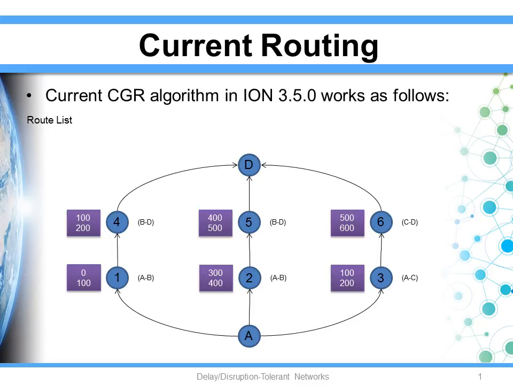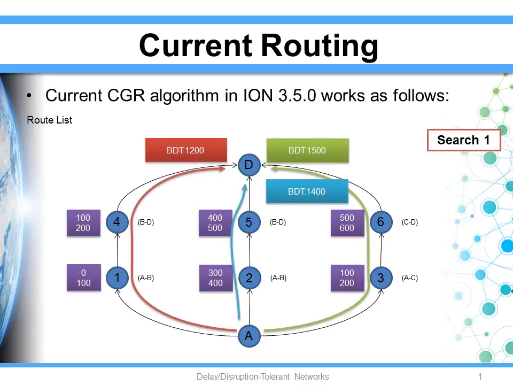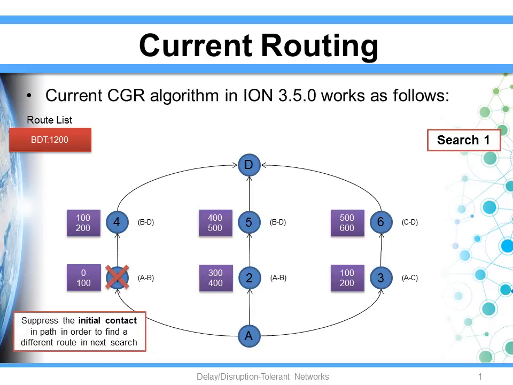So CGR, which is the contact graph routing procedure implemented in ION, uses a series of Dijkstra searches in this way. It begins a first search with every contact enabled in the contact graph, and uses Dijkstra to find the shortest route to the destination, which in this case is the red one. And then it stores this route in the route list structure, and then suppresses the limiting contact or the initial contact of this path out of the graph, to then repeat a second search without considering this contact.